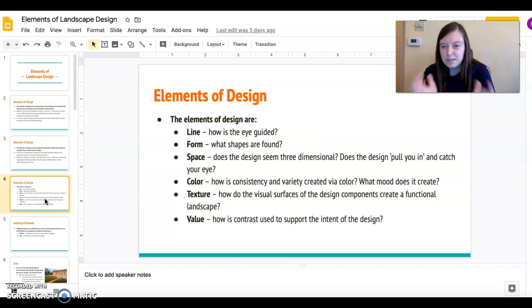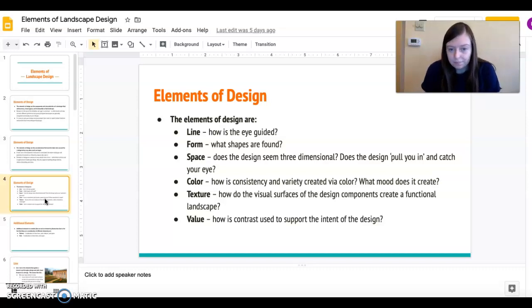All right, elements of design. This gets to the meat and potatoes of what we're going to talk about today. So these are the six elements that we are going to discuss throughout this PowerPoint and that you will be expected to try and create within your designs. So the first one is going to be line. And that is the question of how is the eye guided when you're looking at a landscape, like what do I want to look at, right? Form, what shapes are found? So is it all rectangular, all circles? Do we have a little variance in all that?